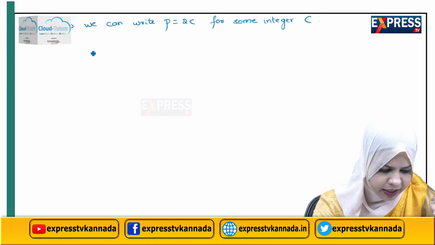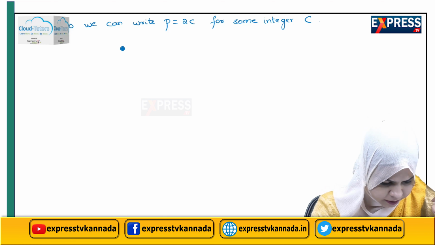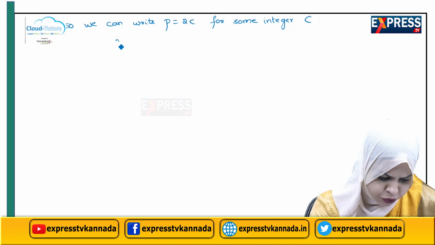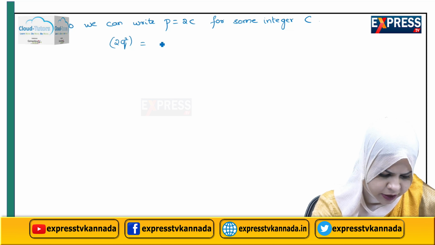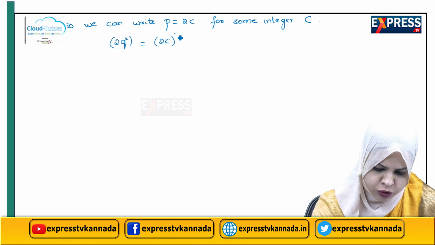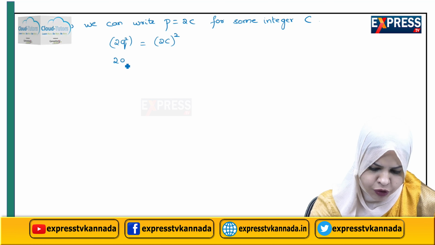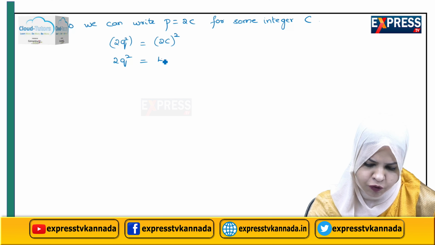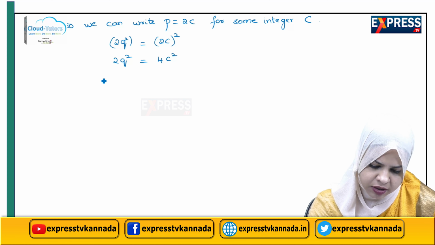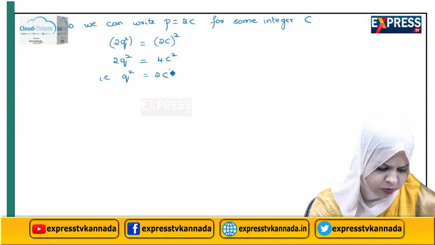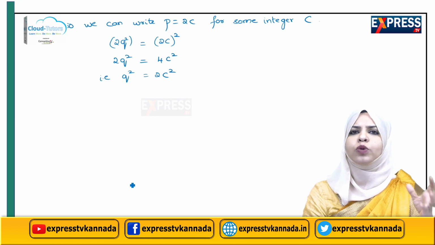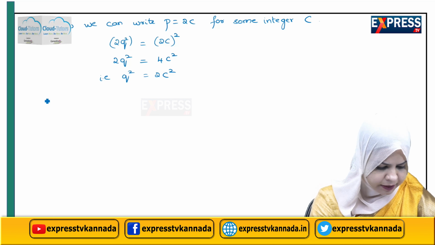So it will be 2Q square is equal to 2C the whole square, right? This is 2Q square is equal to 4C square, or Q square is equal to 2C square. Now what do we see? 2 is dividing even Q, right?